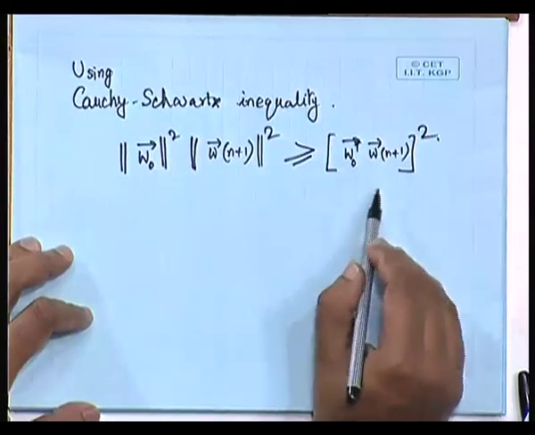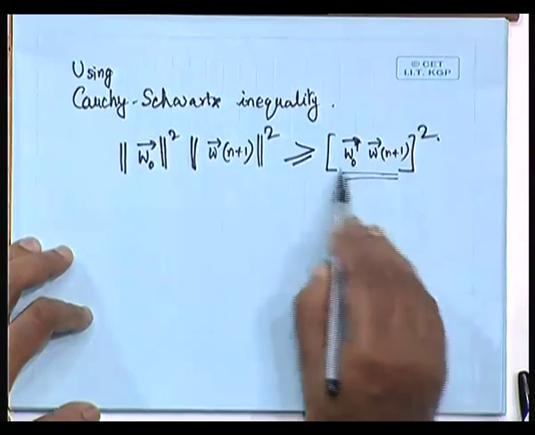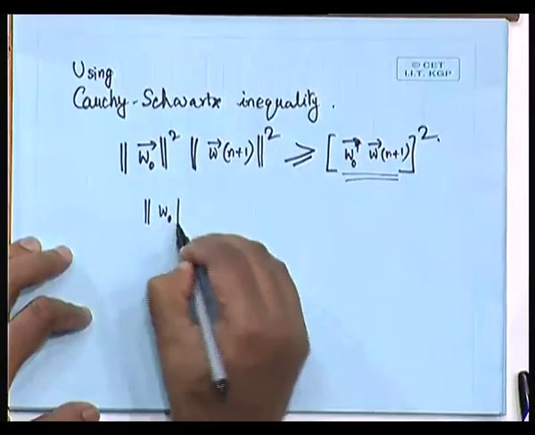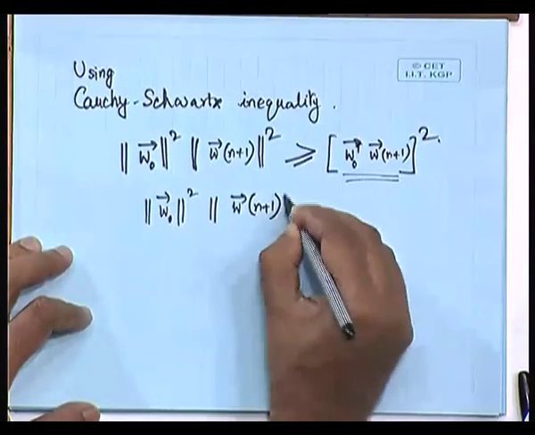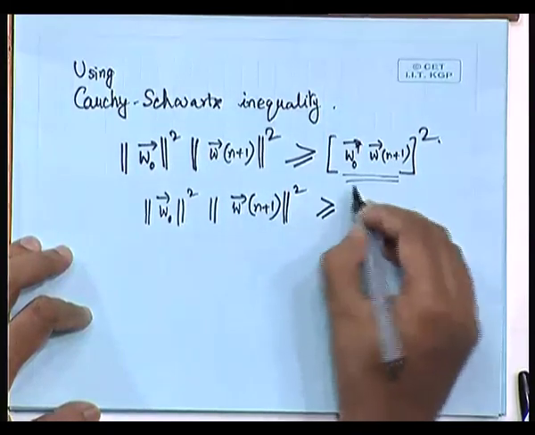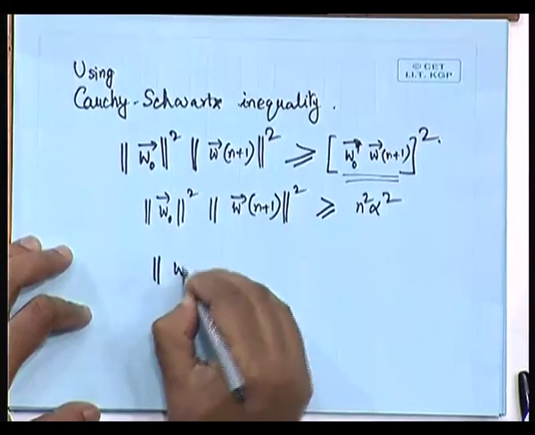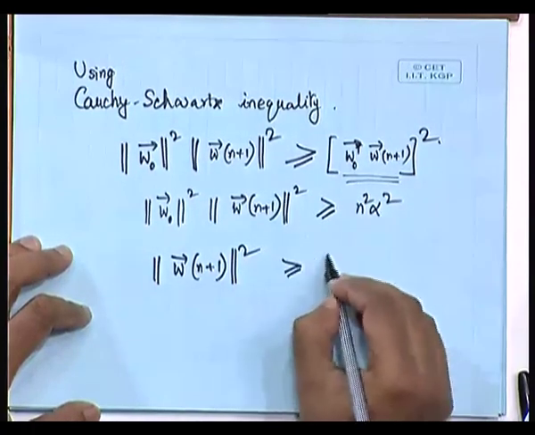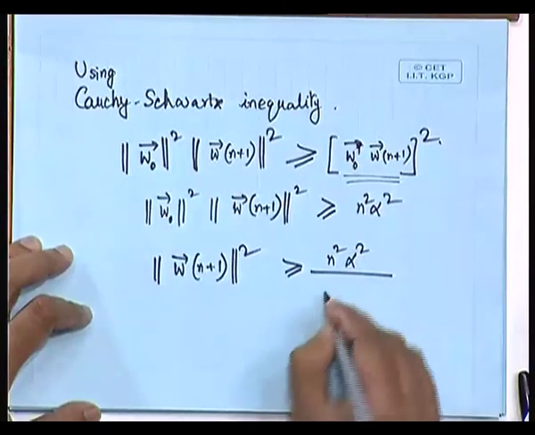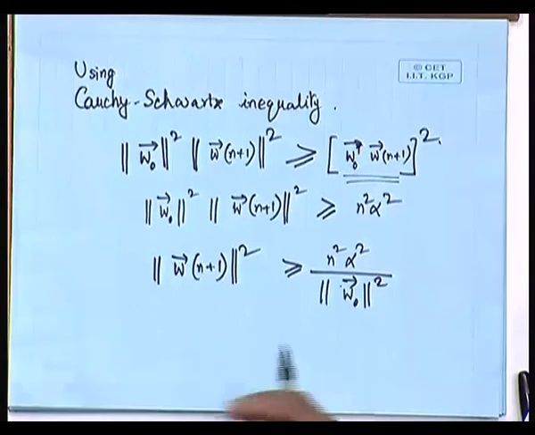What is that? That is greater than or equal to n alpha. I mean this term is greater than or equal to n alpha, which means this squared term is greater than or equal to n squared alpha squared. So, we can definitely write norm of W0 squared times norm of Wn plus 1 squared is greater than or equal to n squared alpha squared, correct. So, now we can get norm of Wn plus 1 squared to be greater than or equal to n squared alpha squared by norm of W0 squared. Is it correct? Pretty simple.